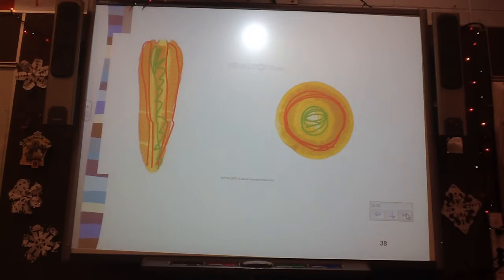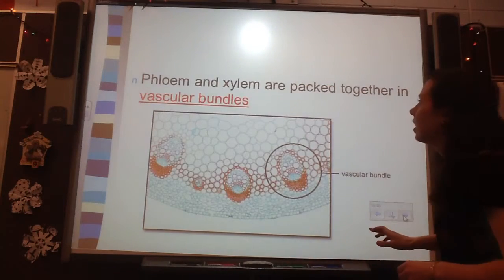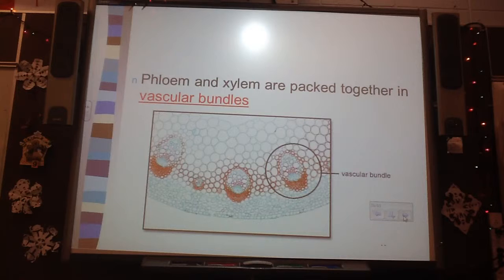The inside part is generally woodier, tougher, not as sweet, because the inside part is xylem, and around it is the phloem. So the phloem is sweeter because it's transporting sugars. Okay. Now, phloem and xylem are packed together in something called a vascular bundle.